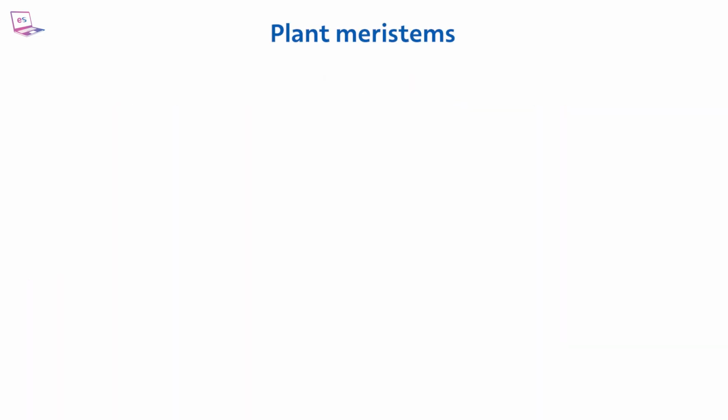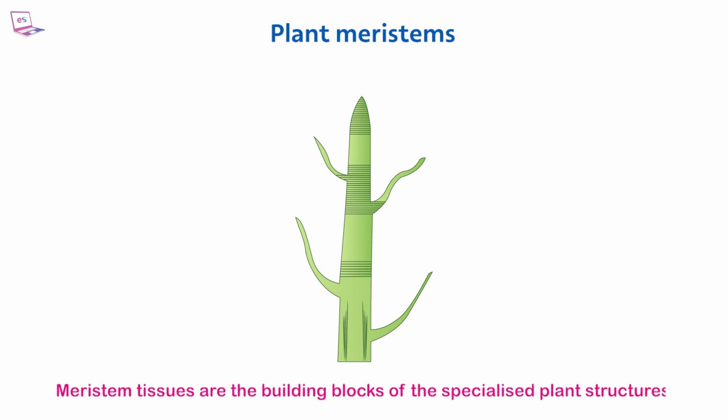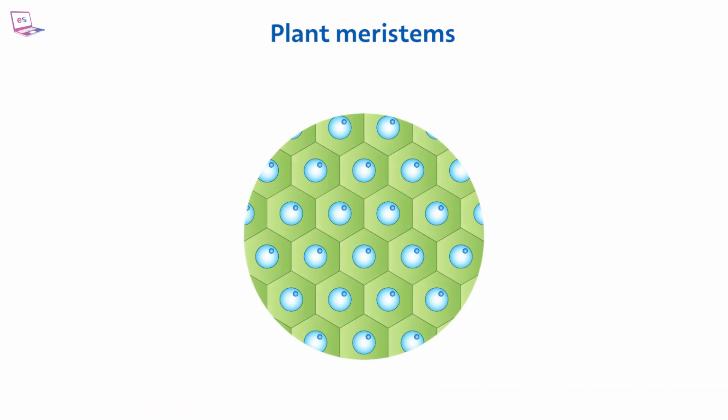Plant meristems. Meristem is a tissue composed of undifferentiated stem cells capable of cell division and growth. They are usually found on the roots and shoots in plants. Meristem tissues are the building blocks of the specialized plant structures. The meristem cells can differentiate into all types of plant cells. Therefore, they can be used to clone the entire plant.